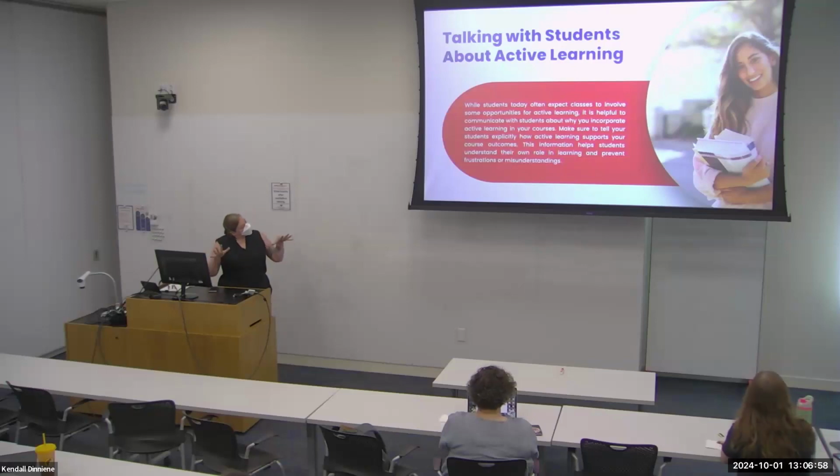But if you're going to do active learning, I would recommend that you have a statement in your syllabus that tells students why you're doing active learning, right? So you can get ahead of any of those misunderstandings or possible complaints. You should connect the active learning activities that you're doing with your course goals, right? Make that very transparent to students.